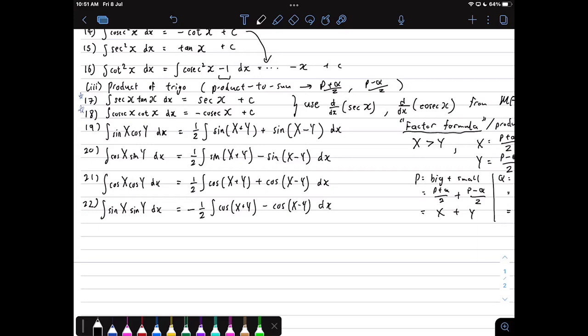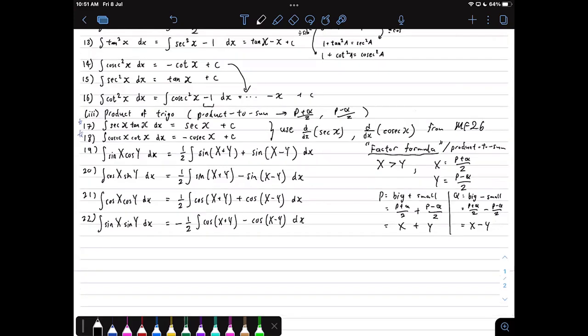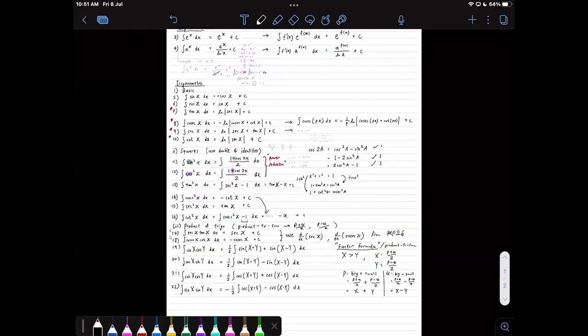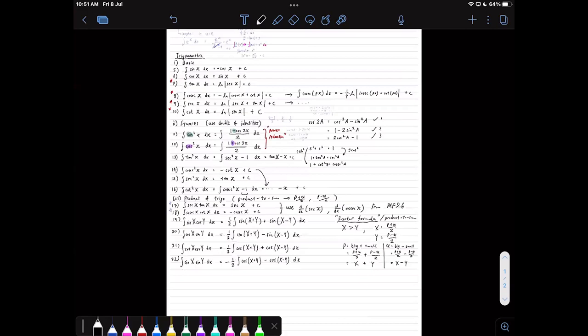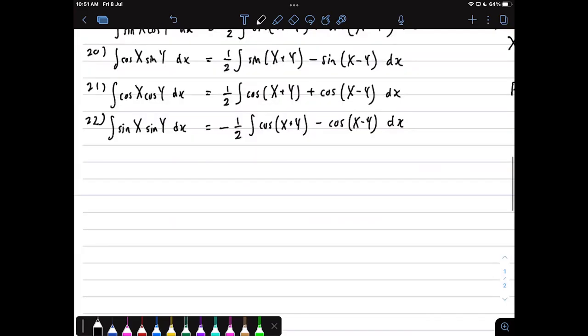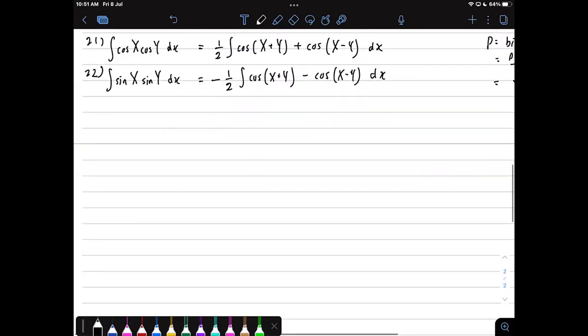Okay, that is the 22 formulas. Not done yet. We are only at the trigo. We still have the next one. Now is part B, integration of products or modulus functions. Okay, let me start a new page. This will be part B, integration of, what do you call it? Products or modulus functions.